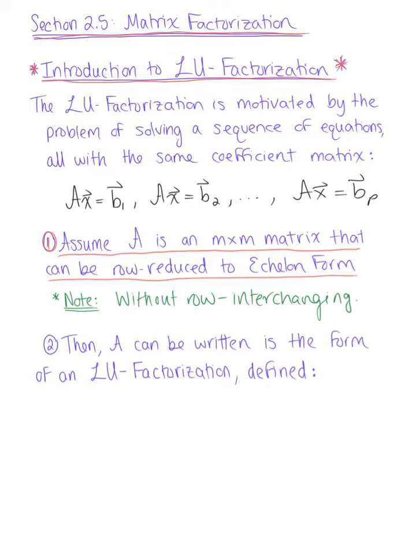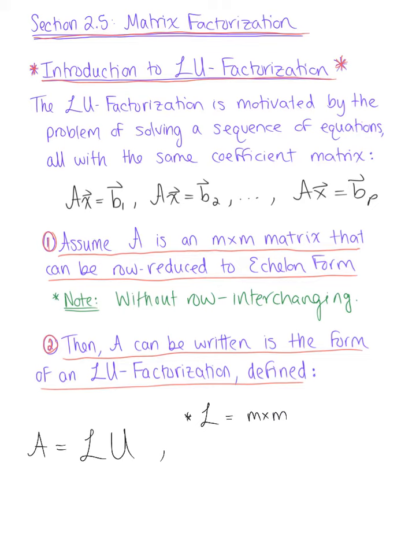So assuming A is n by n, then A can be written in the form of an LU factorization defined as matrix A is equal to matrix L times matrix U, and this is where L is an m by m lower triangular matrix, and this is with ones along the main diagonal.